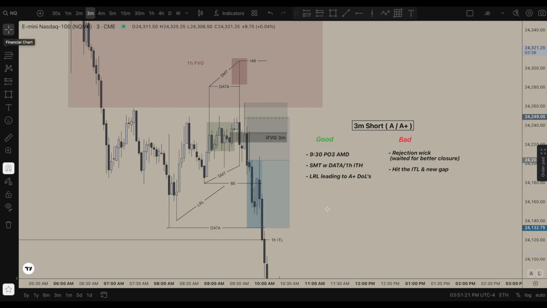Overall, this trade was A/A+, and I would take it again. And that's the trade recap for today.